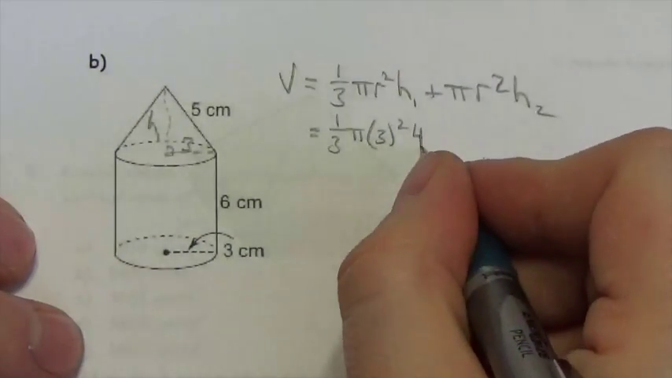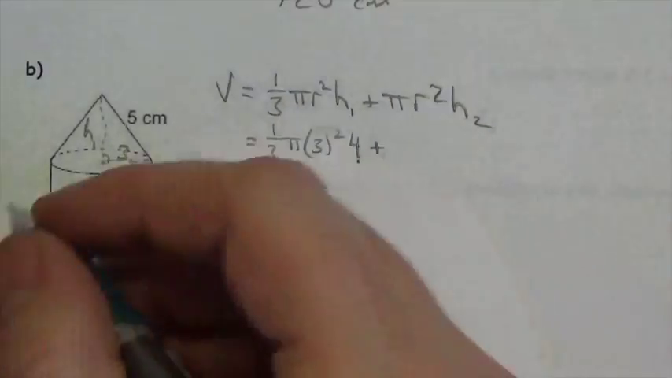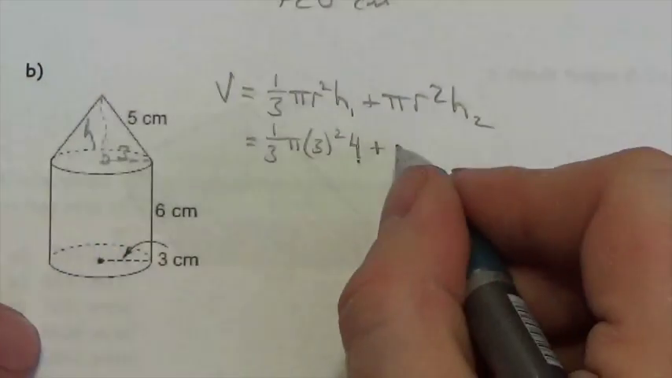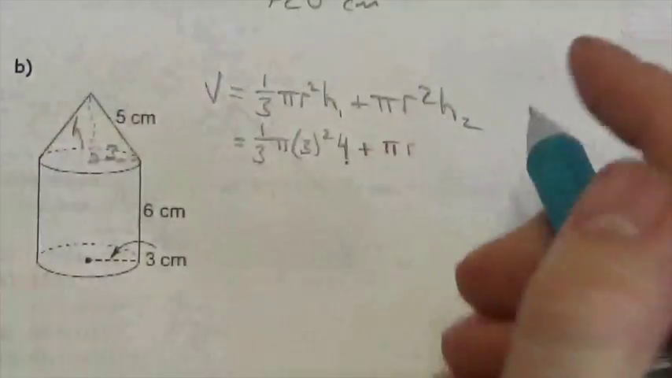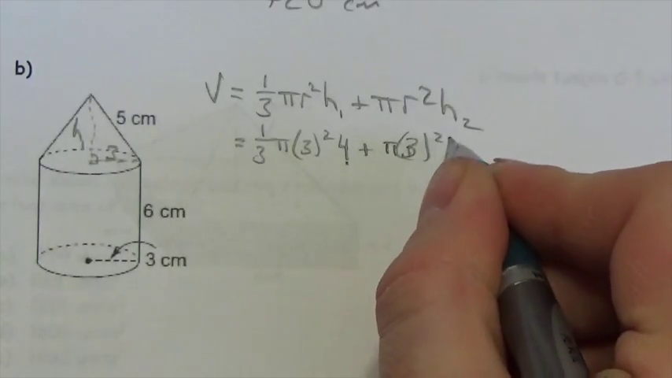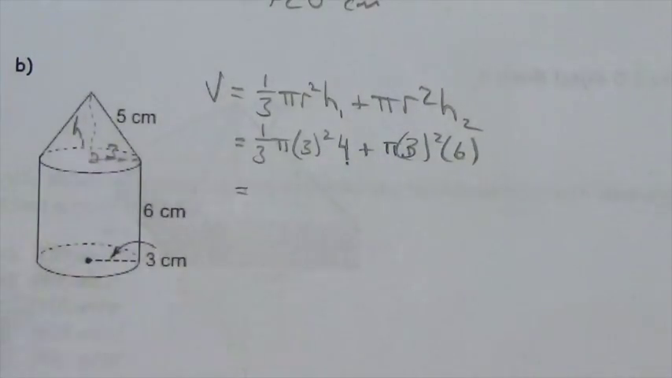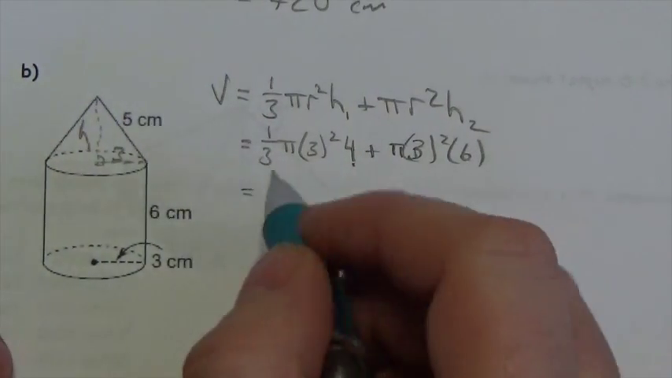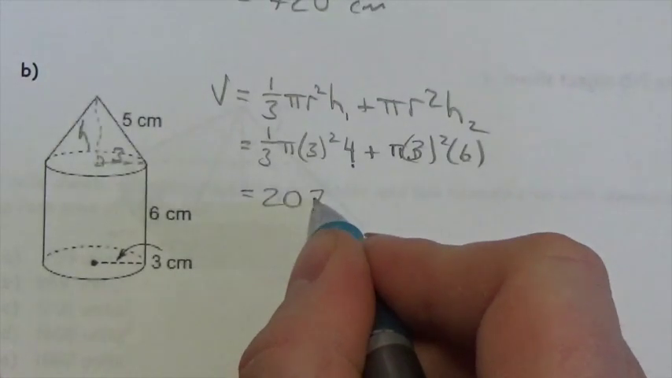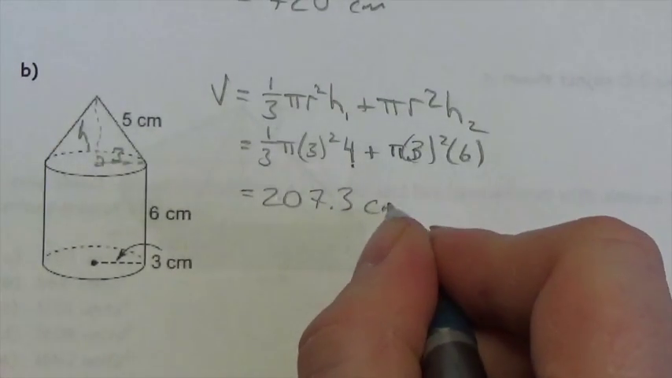Now, for the volume of the cylinder down here, all the information is given to you. It's going to be pi r squared h, I'm plugging that in now. Pi times 3 squared times 6. And so now we just plug that all in. So 1 divided by 3 times pi times 9 multiplied by 4 plus pi times 9 times 6. And we get, to the nearest tenth, 207.3 centimeters cubed.